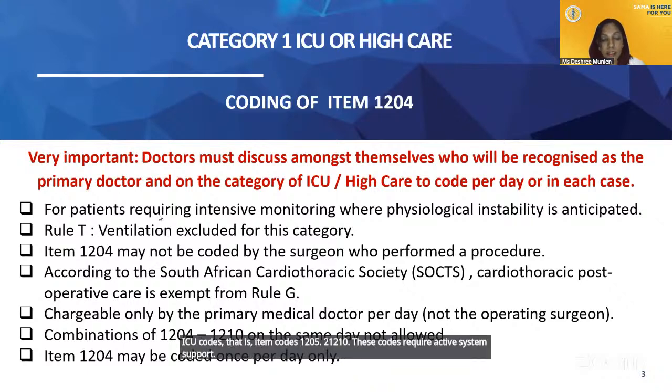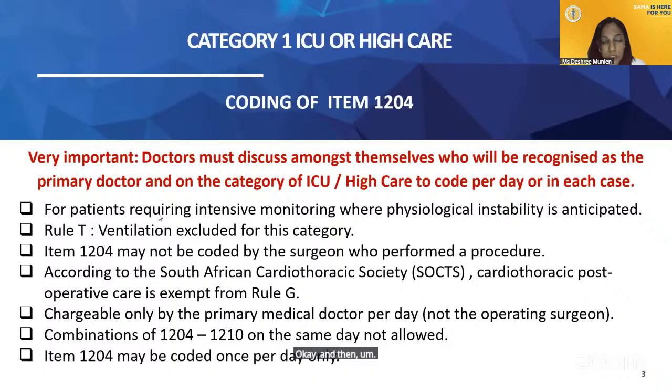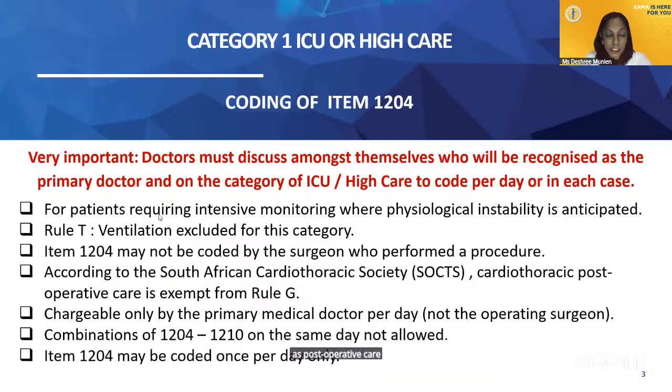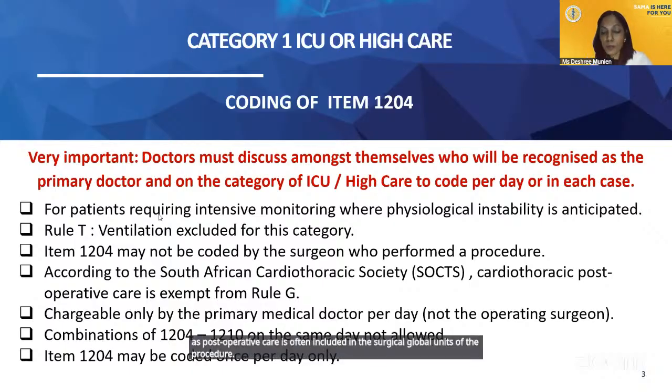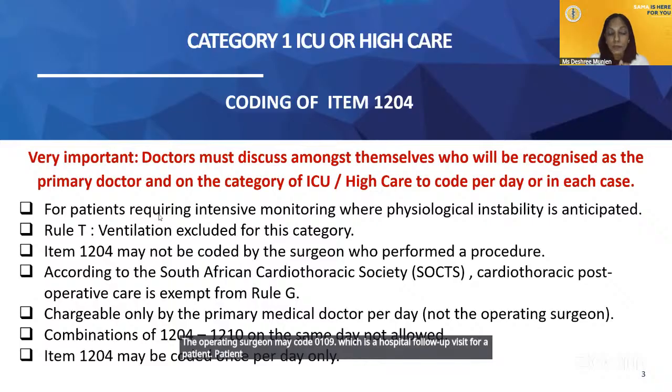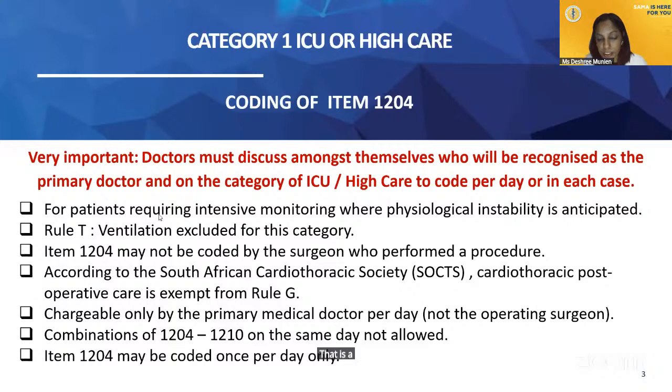Item code 1204 may not be coded by the surgeon who performed the procedure, as post-operative care is often included in the surgical global units of the procedure. The operating surgeon may code 0109, which is a hospital follow-up visit for a patient with a post-operative complication. That is a category 2 patient requiring active system support.